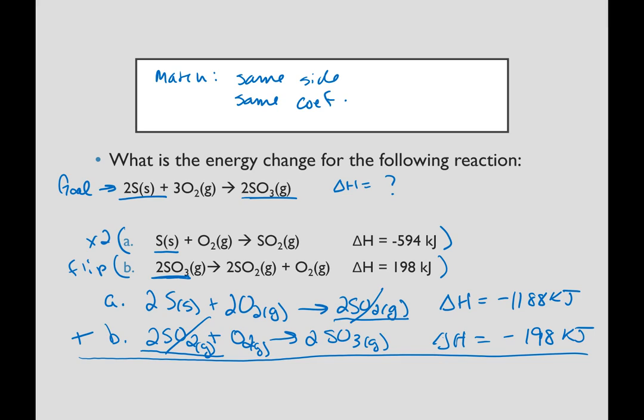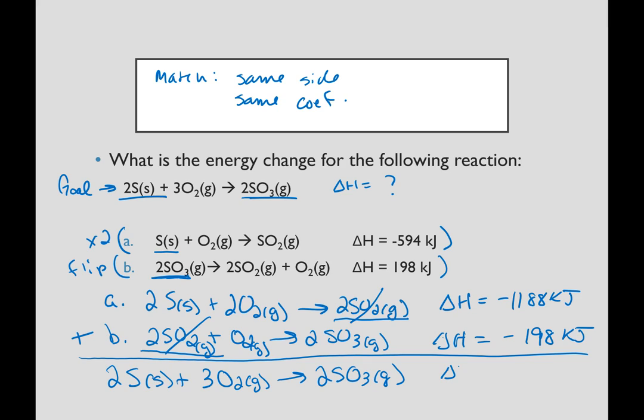If things are on the same side, like the oxygens, they don't cancel. They just add. So I can't cancel anything else. I'm going to rewrite what's left. So I have two solid sulfurs plus three oxygens yielding two sulfur trioxides, which, hey, is my goal equation, which means you did this correctly.